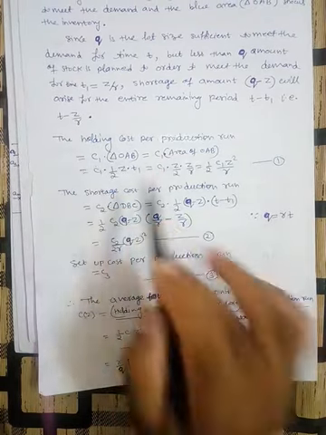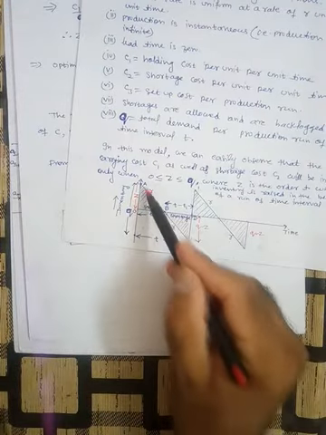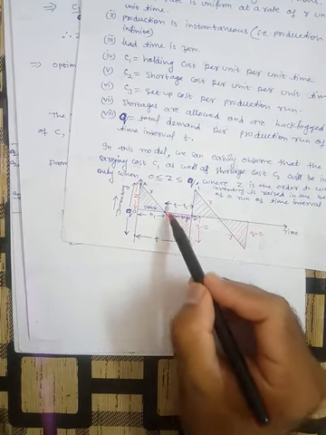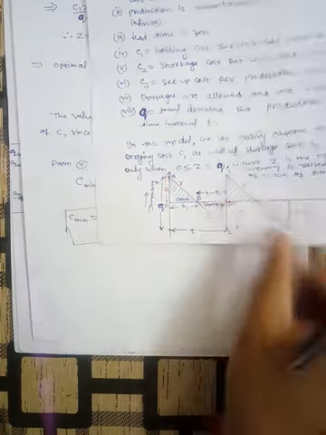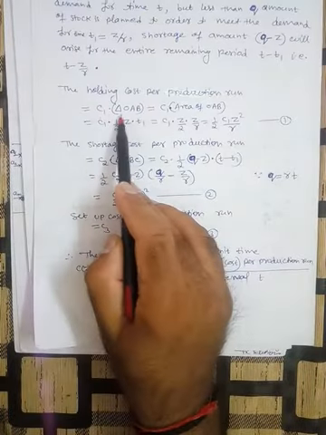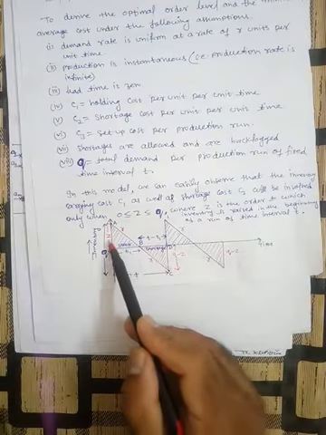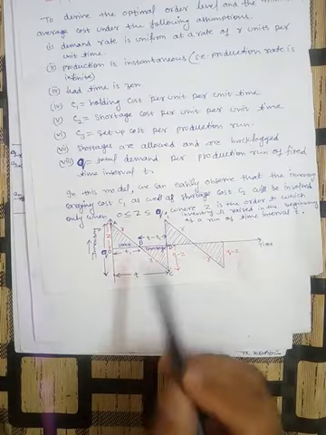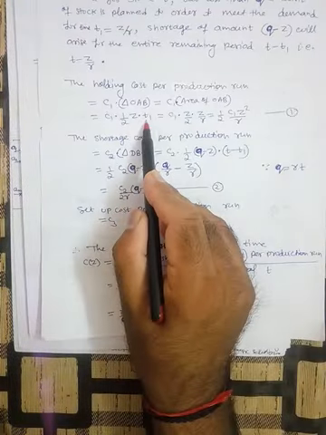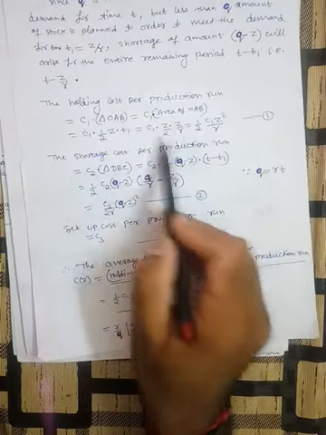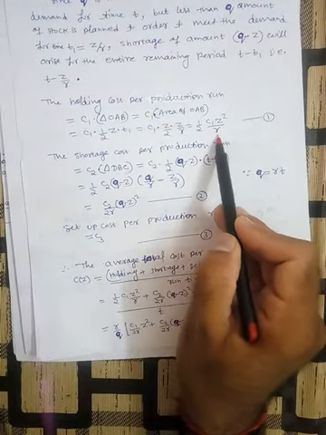So the holding cost कितना हुआ? This is the holding cost, area OAB. Shortage cost will be applied in this part BDC, the area of shortages. The holding cost is C1 into area OAB. What is the area OAB? Half of Z into T1. But T1 is Z by R, so just substitute it here. So we get C1 Z square by 2R.